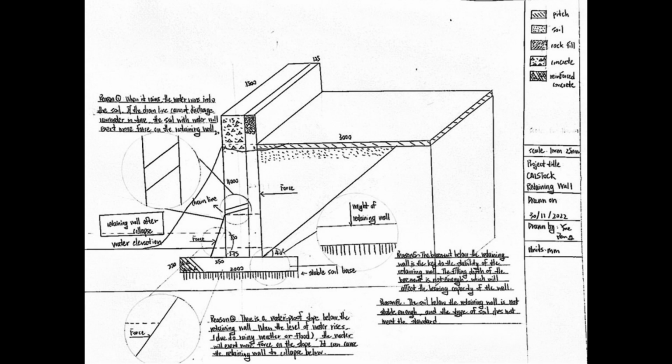And reason four is about the type of the soil. The soil below the retaining wall, if it is not stable enough and the type of soil does not meet the standard for building a retaining wall, it will also cause a collapse.